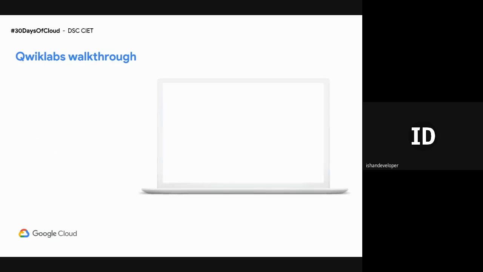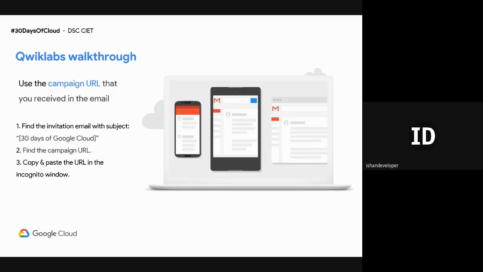Okay, so once you have opened the incognito window, you must have received this email, and there might be a URL like "claim my credits", and there should be a button. Please use that URL that you received in the email, the one with the subject "30 days of Google Cloud". You can just copy and paste that URL into the incognito tab. If you have already received the credits, then you can just sit back and relax until we get to the next part.